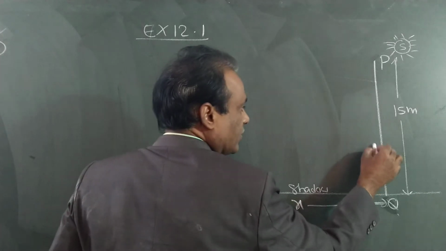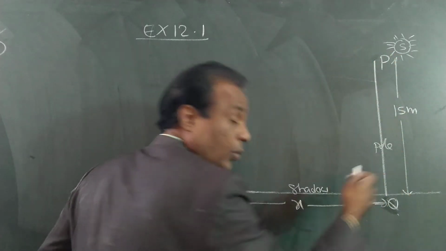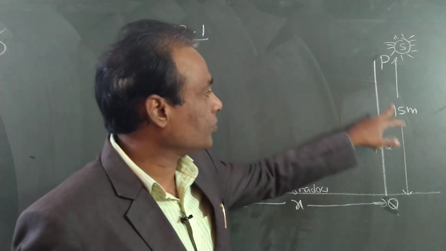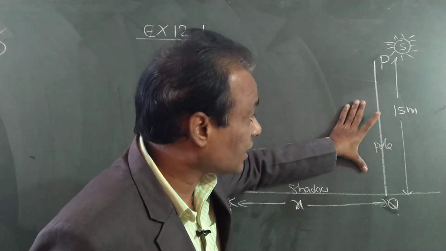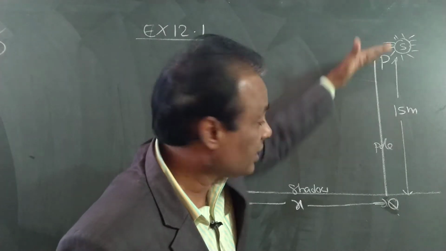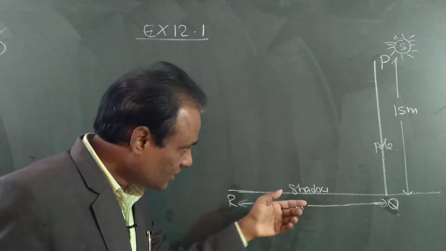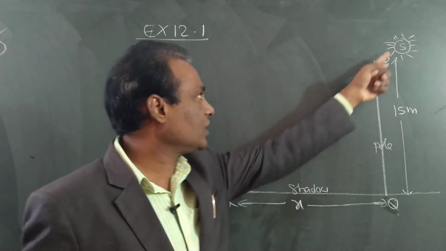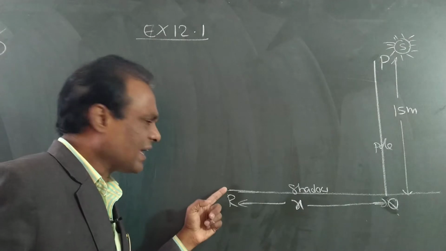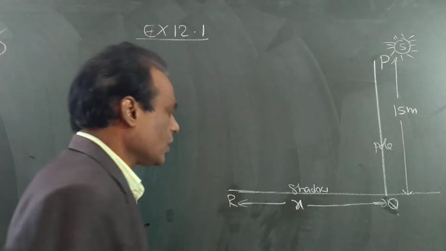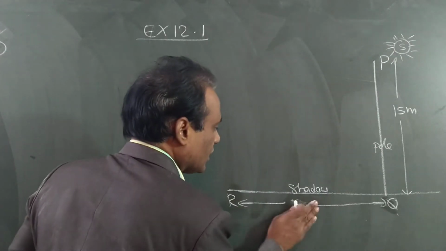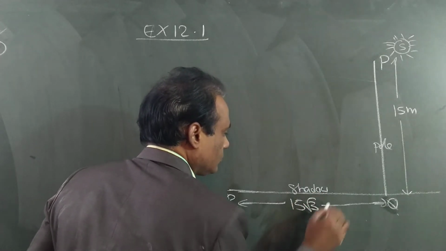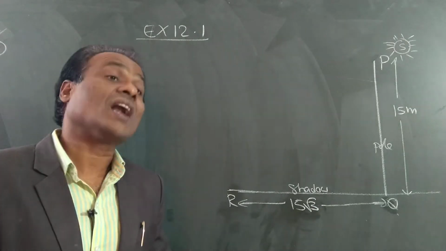This is the shadow, this is the pole. The pole is standing on the ground. What is the height of the pole? 15 meters. A 15 meters high pole is standing here. The shadow is on the ground. Suppose the sun is here, the shadow will be somewhere like this on the ground. The length of the shadow is given, 15 root 3. Given. So what is asked?